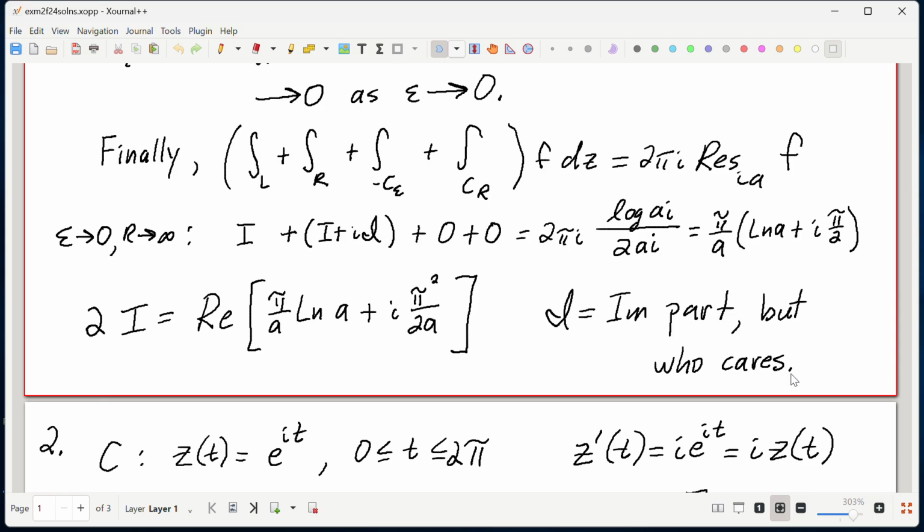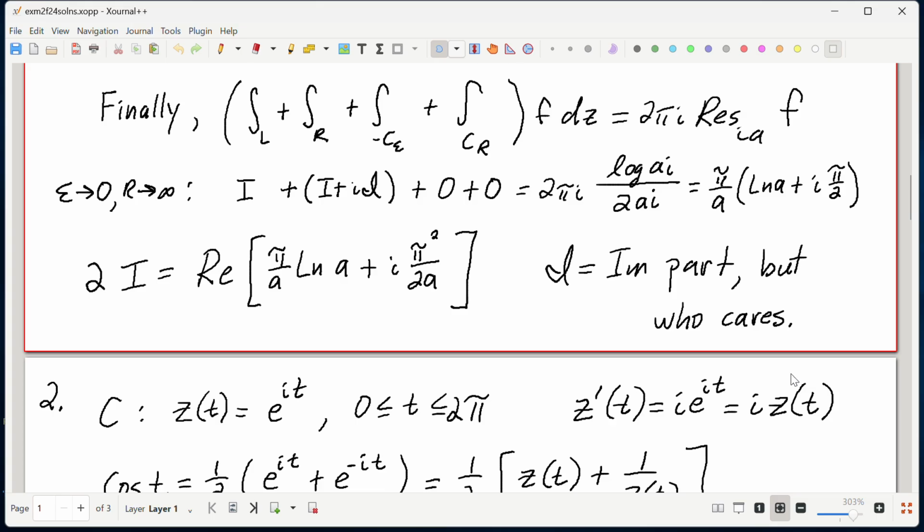And let's see, the important thing there is that the log of i a is the natural log of a, which is the modulus, plus i times pi over 2. The argument is pi over 2 there. And so you put it all together and you get 2i as the real part of that. And the integral we don't care about is the imaginary part, which falls out. Questions about that?